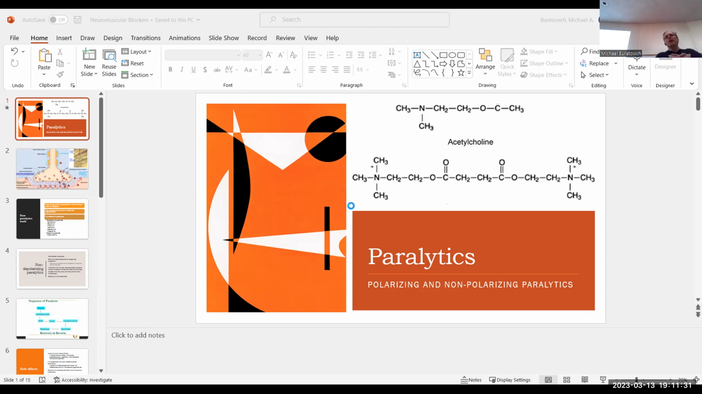So these are administered intravenously. The non-depolarizing paralytics antagonize the receptor. The receptors fail to open. You don't get depolarization of the muscle cell. And they work in just a few minutes.